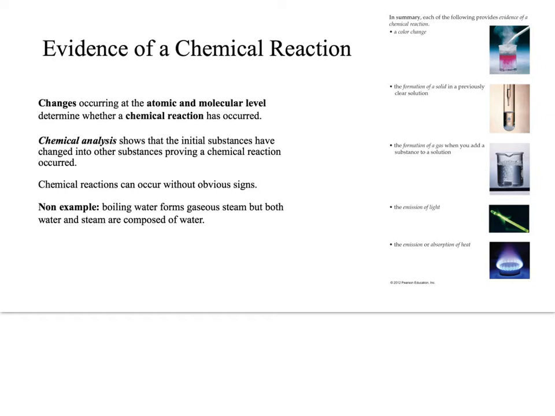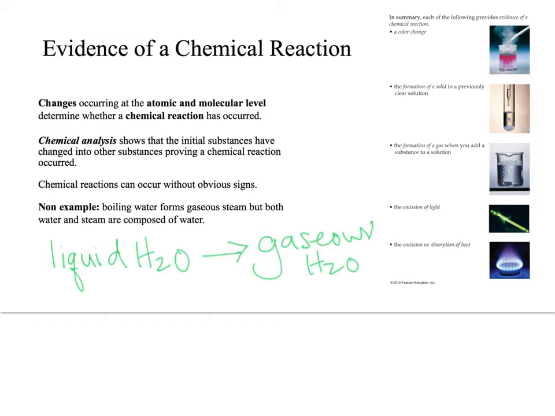An example of something that looks like a chemical reaction but is not is boiling water. So boiling water forms gaseous steam, but both the water and the steam are composed of water. So the water in its liquid form and water in its steam form is not a chemical reaction because liquid water and gaseous water are still composed of H2O, 2 hydrogens to 1 oxygen. So the composition is the same. So no chemical reaction has taken place. This is just an example of a change in state.